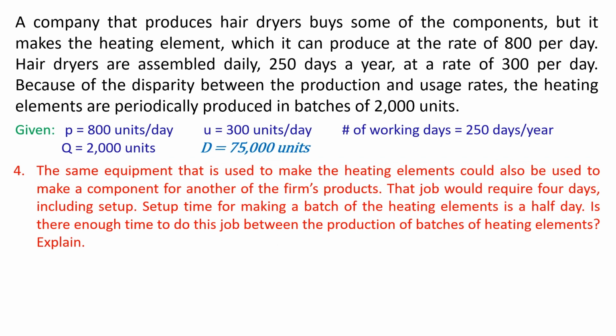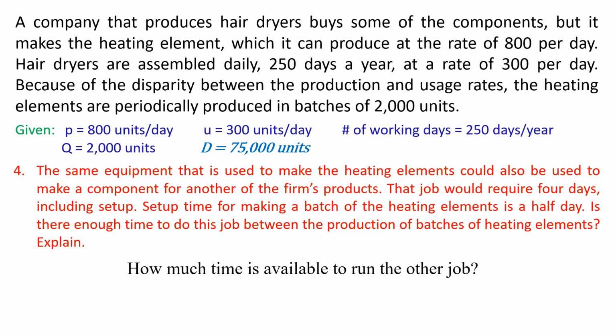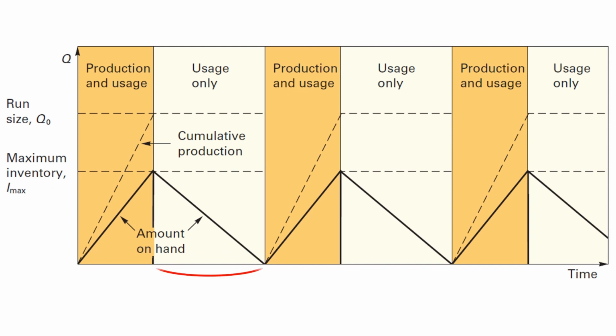The last question is, the same equipment that is used to make the heating elements could also be used to make a component for another of the firm's products. That job would require 4 days, including setup. Setup time for making a batch of the heating elements is a half day. Is there enough time to do this job between the production of batches of heating elements? Explain. To answer this question, we have to answer another question, which is, how much time is available to run the other job? The other job must be finished during the pure consumption time for the heating element, which is illustrated in this figure. The end of the pure consumption time is when the inventory of the heating element falls to 0 units. If the other job takes longer than the pure consumption time, we will run out of inventory of the heating element. To learn more about this figure, click the above link.